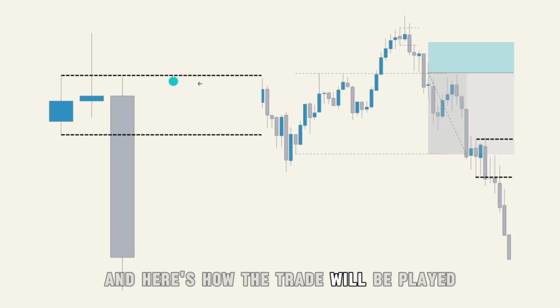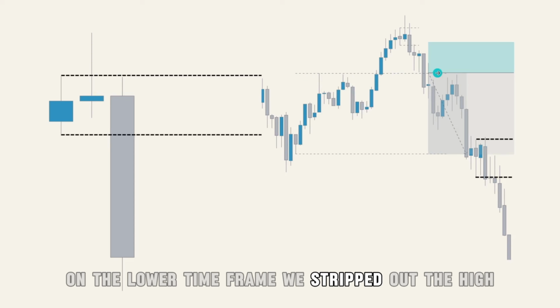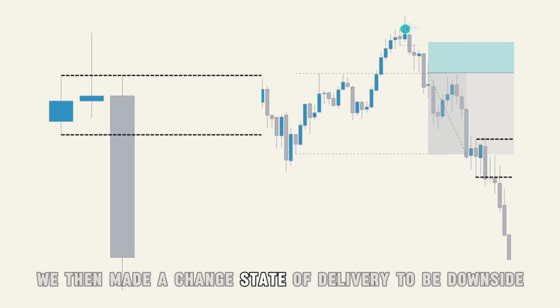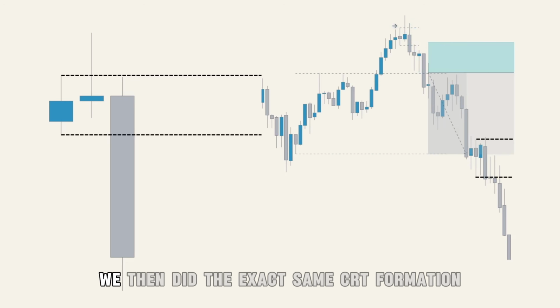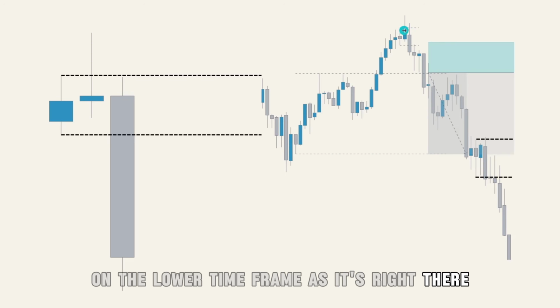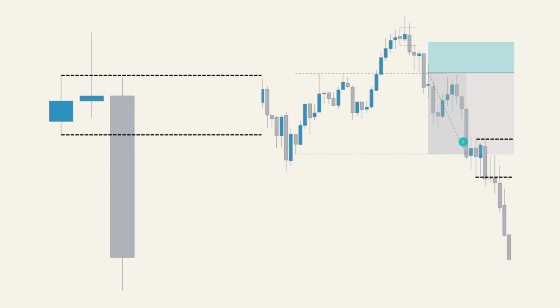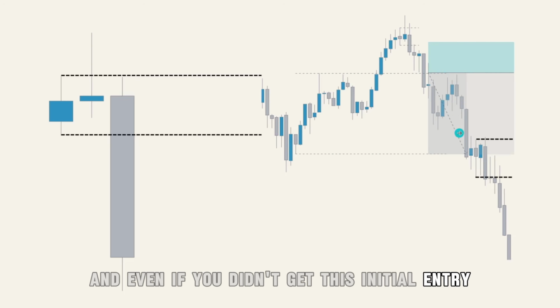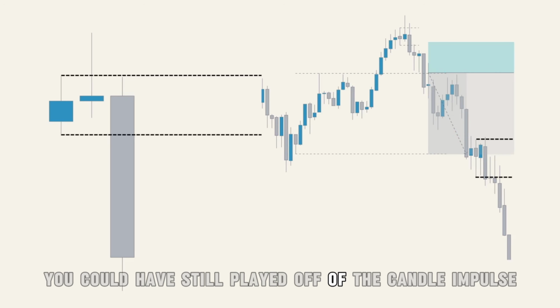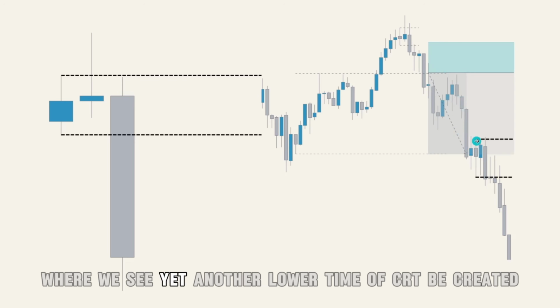And here's how the trade will be played out on the lower time frame. We swept out the high. We then made a change in state of delivery to the downside. We then did the exact same CRT formation on the lower time frame. As you can see right there, high is swept and then we take out the low after that, okay? And even if you didn't get this initial entry, you could have still played off of the candle impulse, where we see yet another lower time frame CRT be created.